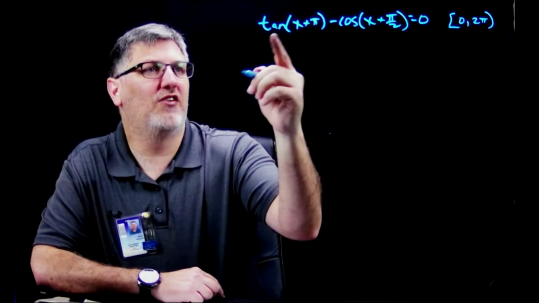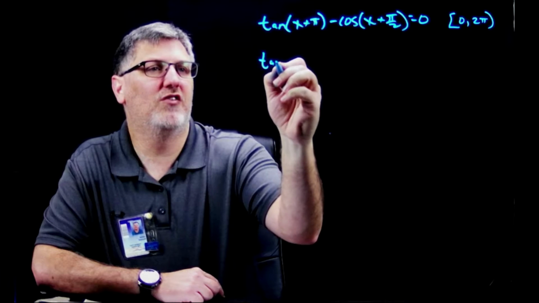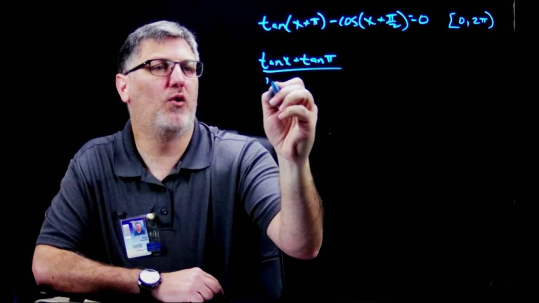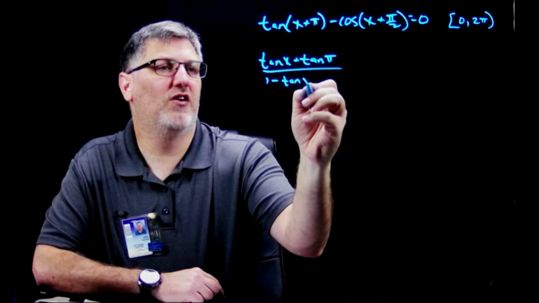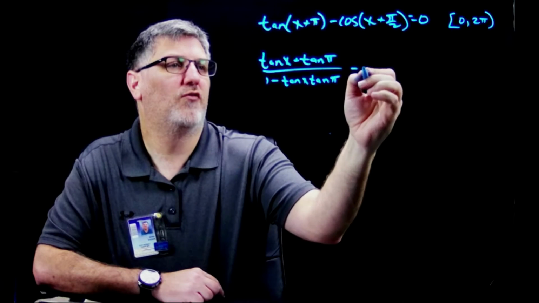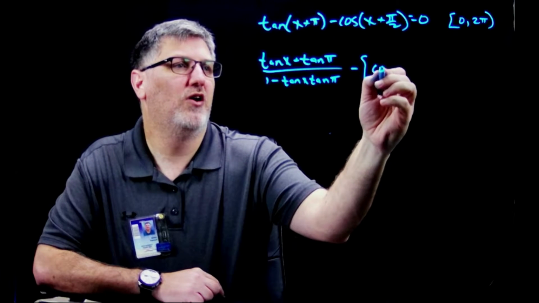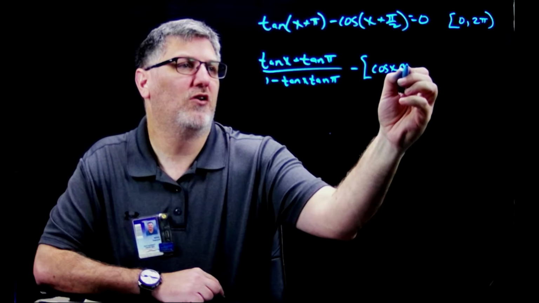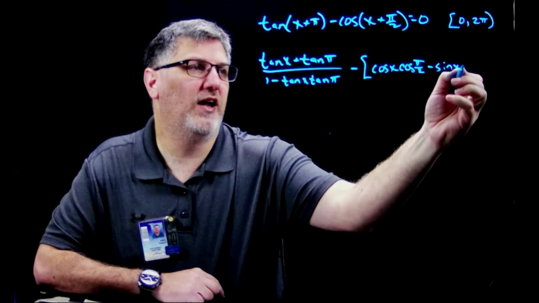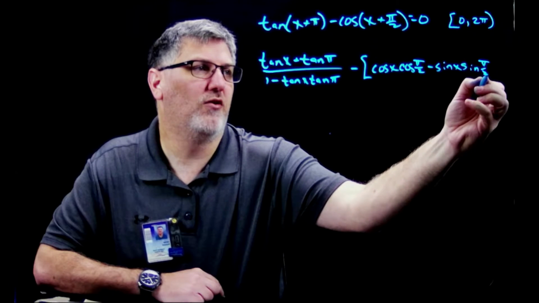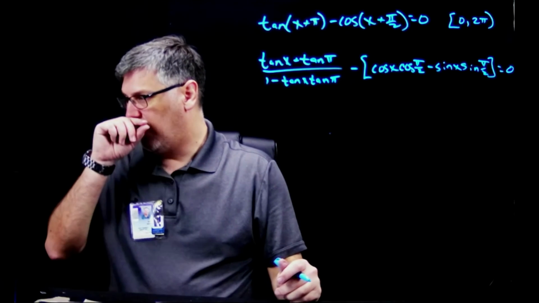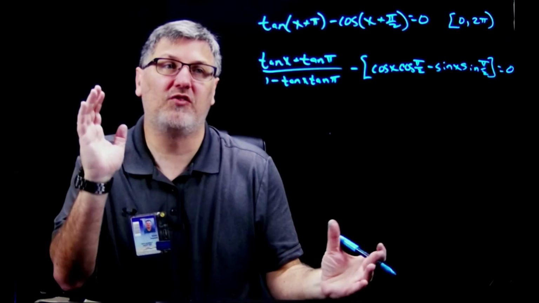So I know for tangent of (x + pi), I'm going to get tangent of x plus tangent of pi over 1 minus tangent of x tangent of pi. Now I have my minus. For my cosine, I know I'm going to have cosine of x cosine of pi/2 minus sine of x sine of pi/2, and that equals 0. All right. So that's just basically using my sum and difference formulas.